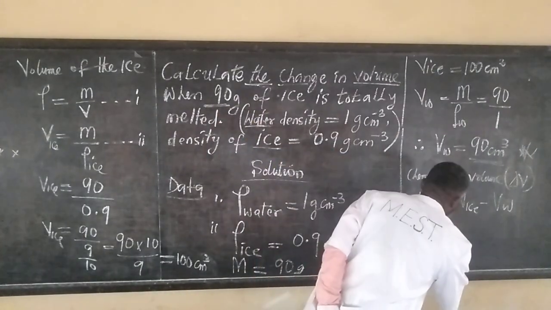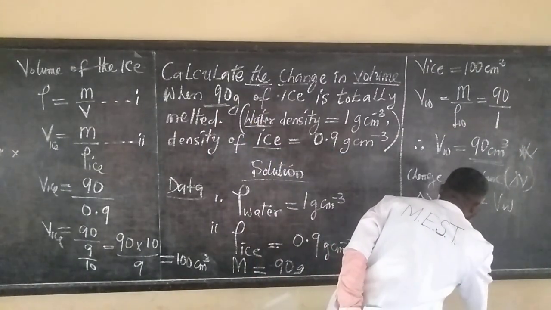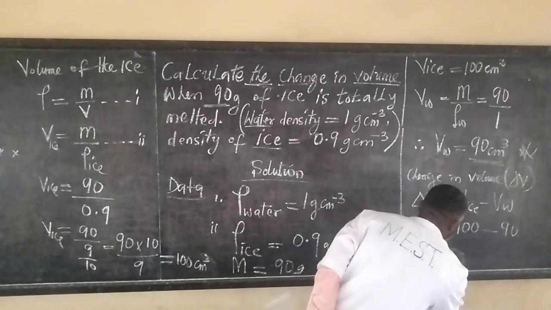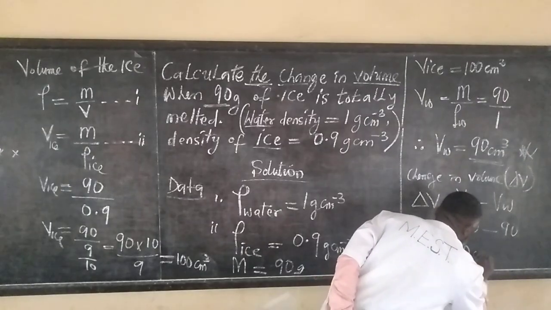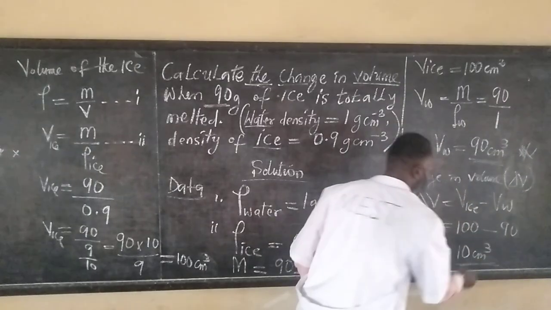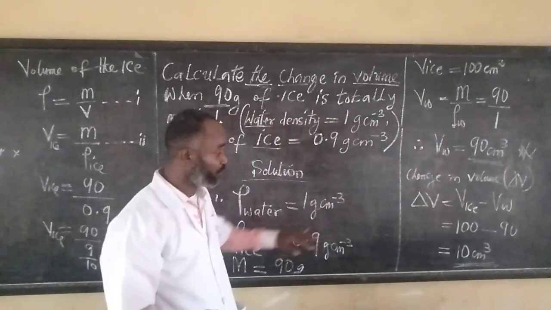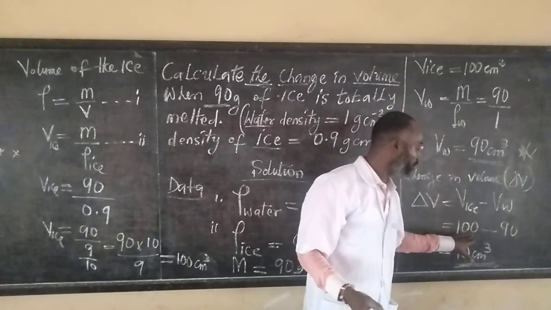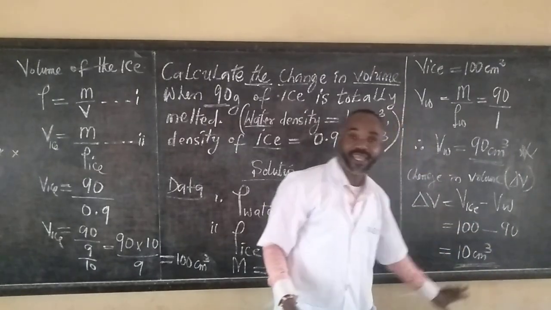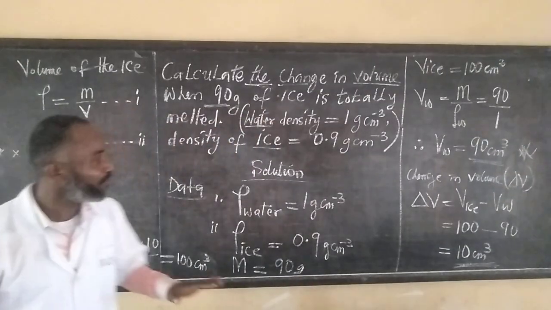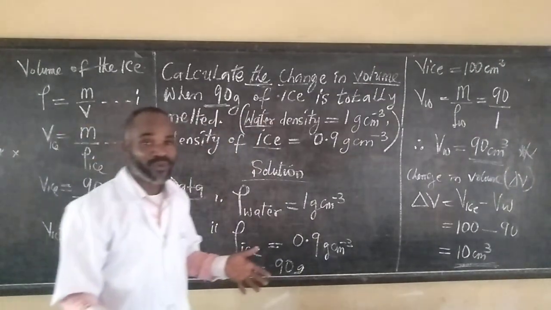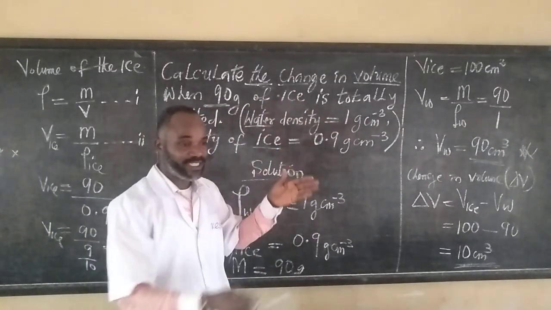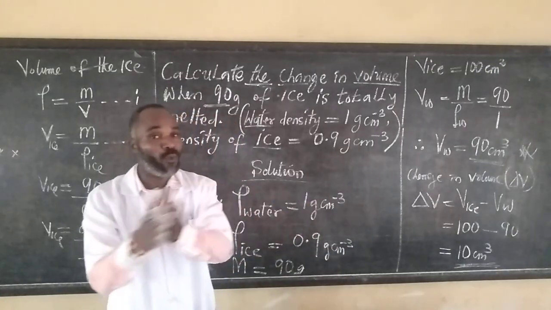So for ice, we have 100. For water, we have 90. And eventually, the answer here is simply 10 cm cube. That's the final solution here, because we have found the difference. The difference between the volume of ice and the volume of water is simply 100 minus 90, and the remainder is just 10 cm cube. So we have successfully found the change in volume when it melted from ice into what? Water.